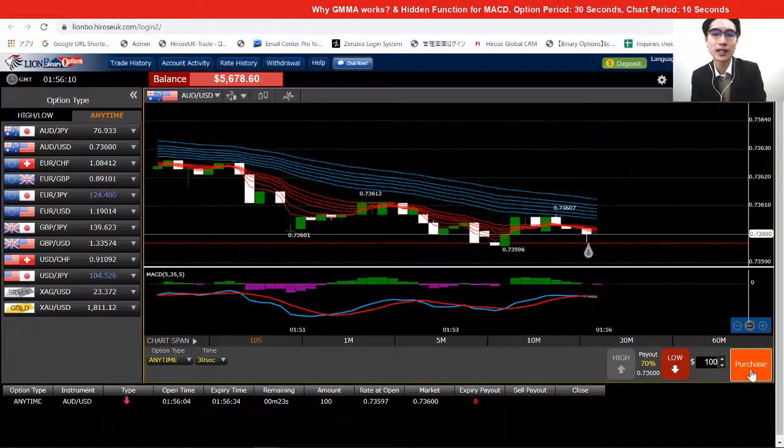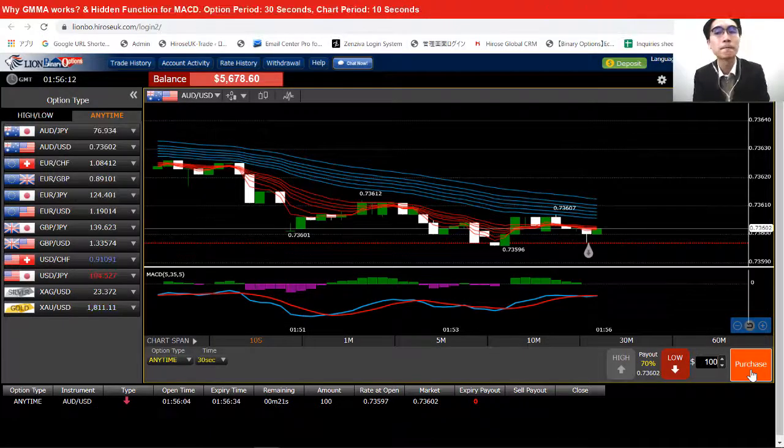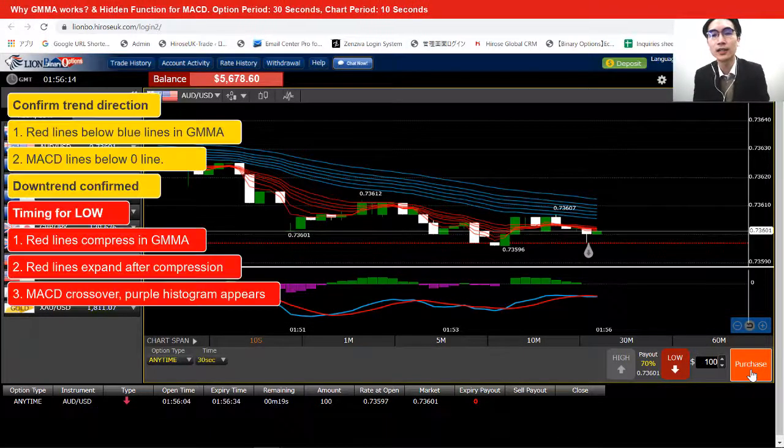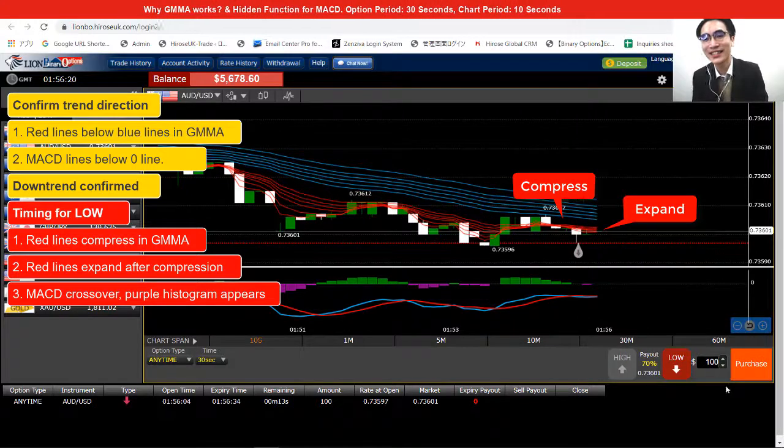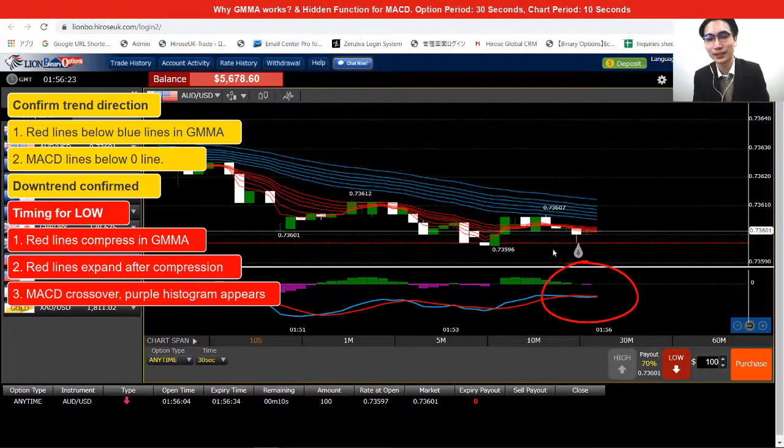So okay, I placed another trade here. So again, the red lines were compressing and then it started to expand. And then when I placed that trade, the two lines crossed over, and I have a purple histogram. So that's why I placed that trade there.